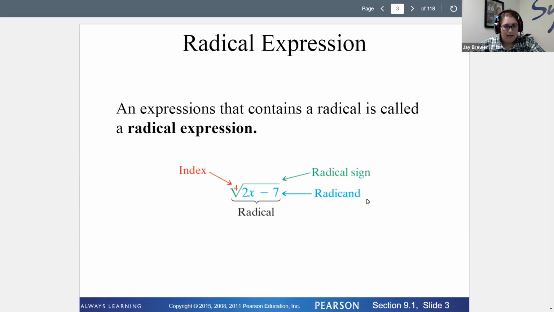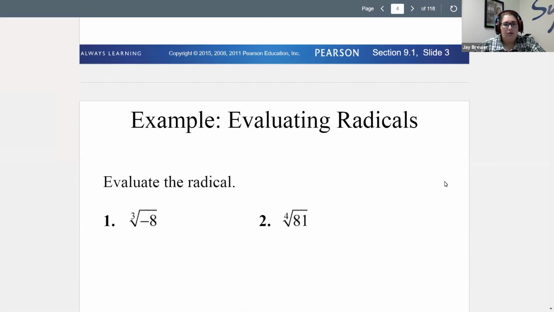The radicand is what's underneath the radical sign. I would say 98% of the population just calls this a square root symbol. So it's fine if you want to call it a square root symbol. I know what you're talking about. And then all of it together is what we call a radical, right?